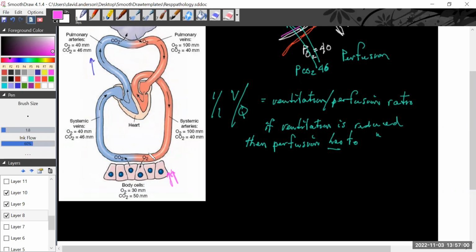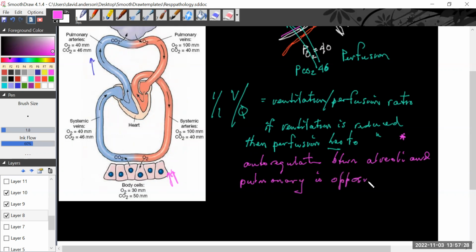But in the lungs, we see just the opposite. So autoregulation between the alveoli and pulmonary capillaries is opposite to that.